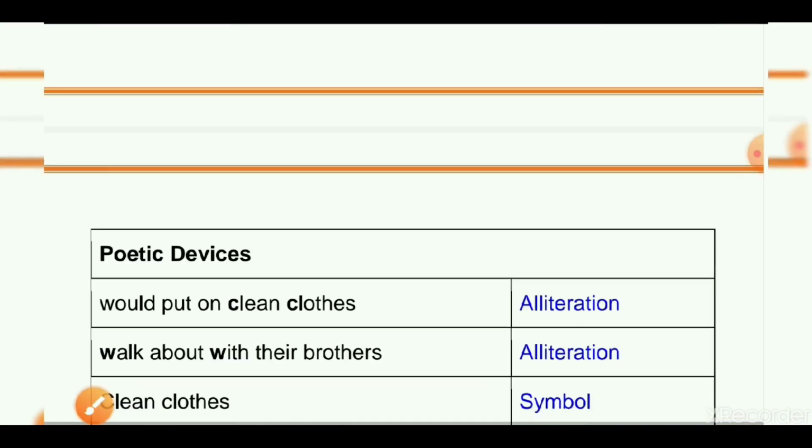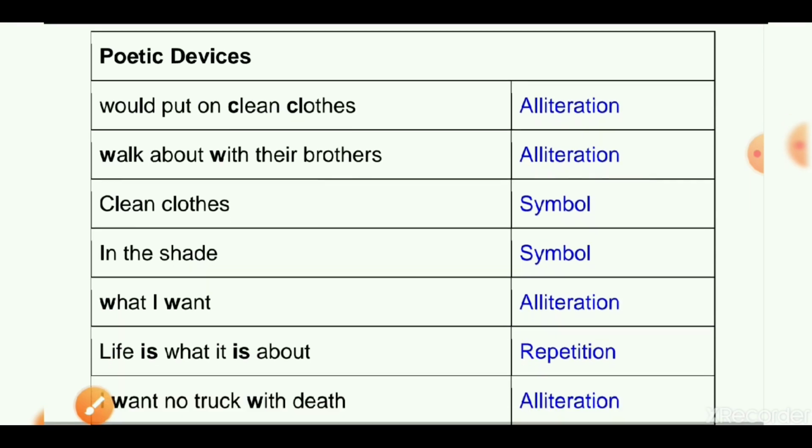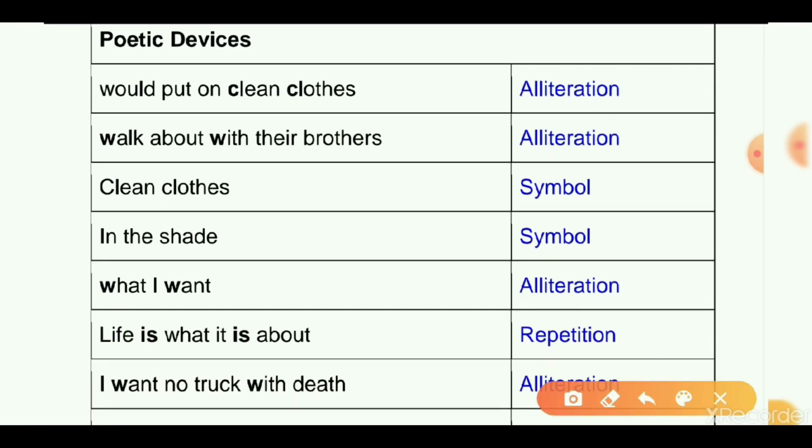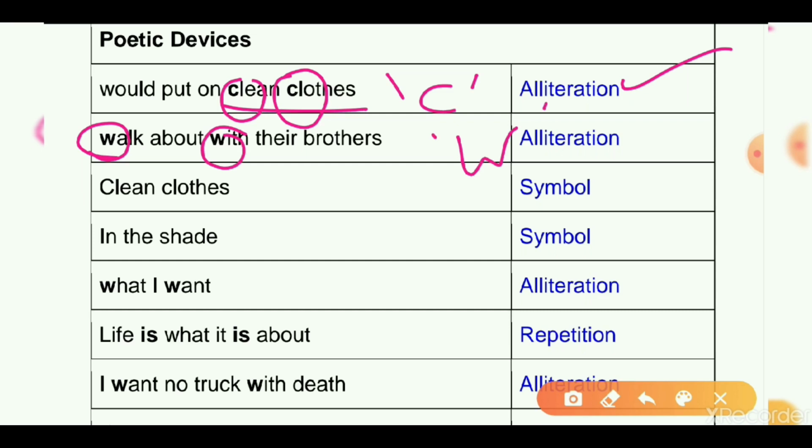And then coming to some more alliteration in this poem. "Would put on clean clothes", again "clean clothes", CC, alliteration is there. "Walk about with their brothers", again alliteration, W. "Clean clothes" is also symbolic of the fact that one should wear clean clothes, meaning without blood-stained clothes. It means one should have pure intentions of not harming anybody. So clean clothes here represents that.